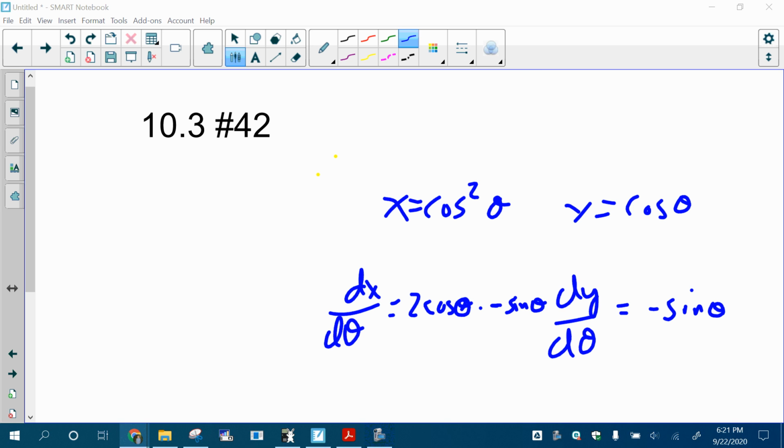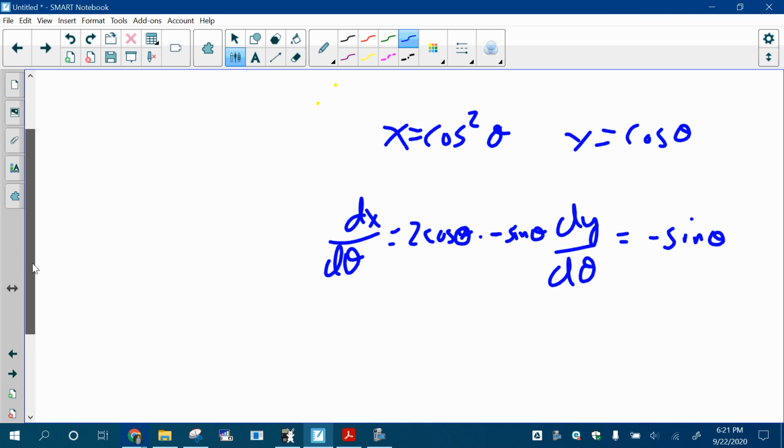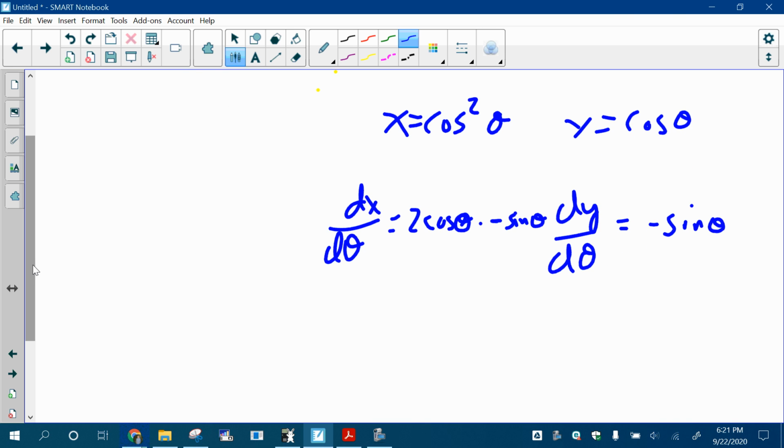So horizontal tangent lines is where the derivative is 0. Vertical is where the derivative is undefined. So we're going to find dy d theta. We're going to find dx d theta. You can also think about dy d theta as equaling 0, meaning a horizontal tangent line. But I like to take this time to write out dy dx if you want.